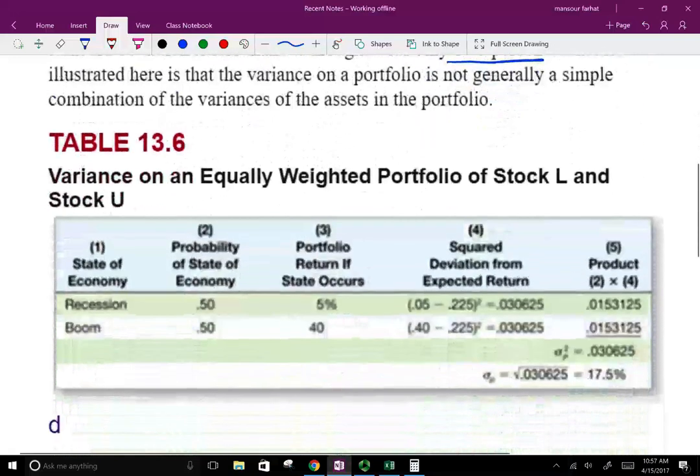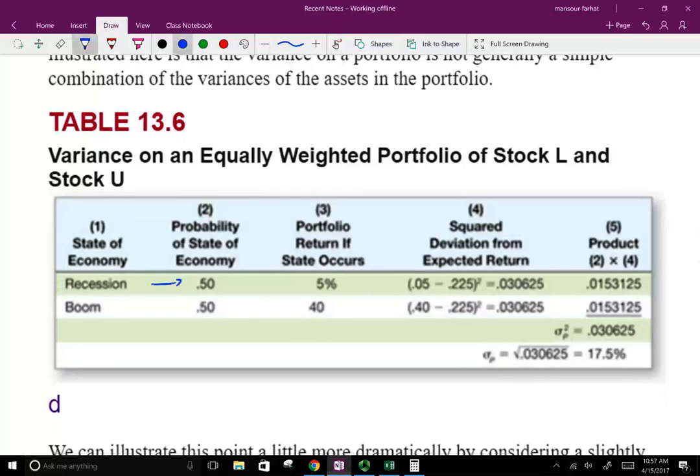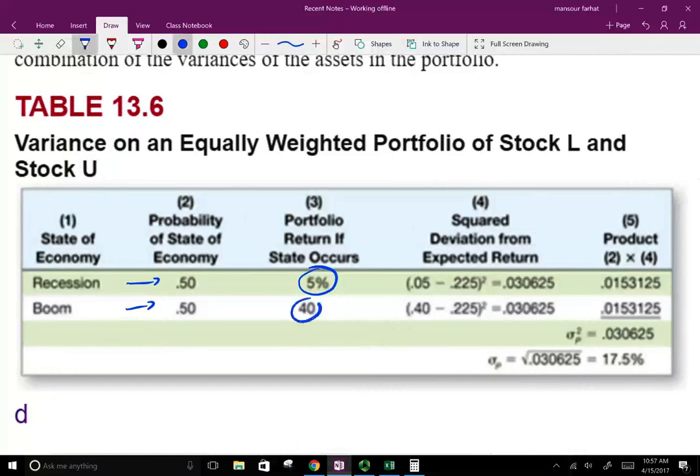To calculate the standard deviation of the portfolio, we take the state of the economy, 50% boom, 50% bust. We already computed the expected return of the whole portfolio: in case of a recession it's 5%, and in case of a boom, 40%. So this is already calculated. Now we square the deviation from the expected return. Remember, the expected return of the whole portfolio is 22.5. In case of a recession, it's 5%. So we want to see what the deviation is in a recession, then we square it.